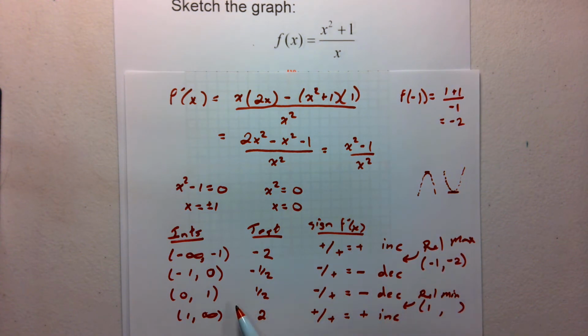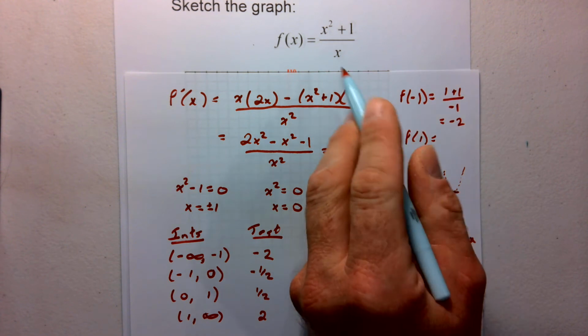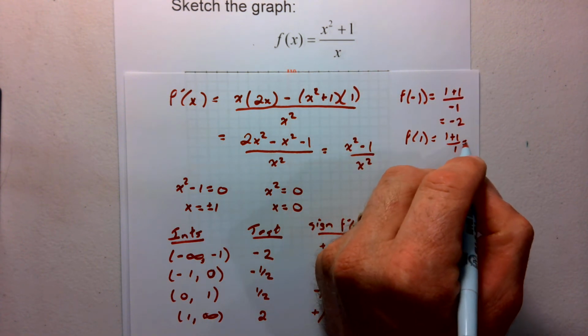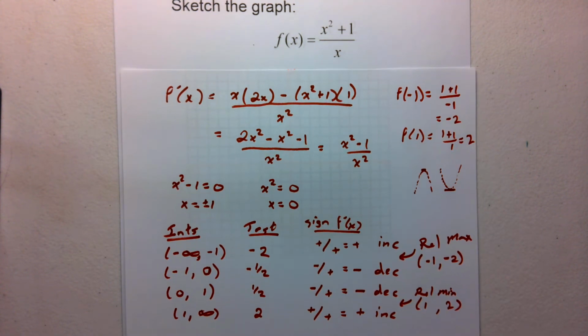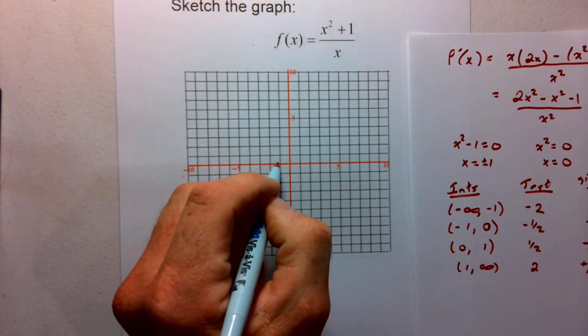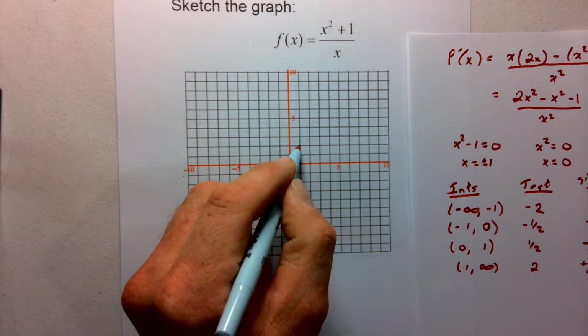And again, I can go and plug in that 1 value, because that's going to be the value in between these two regions, or these two intervals. So if I find f of 1, it gives me 1 squared, which is 1, plus 1, divided by 1, or 2. So if you want to go ahead and start plotting some points, you can. We have the point (-1, -2), and we have the point (1, 2).